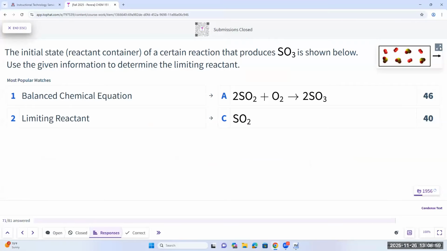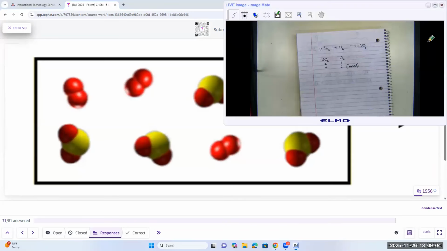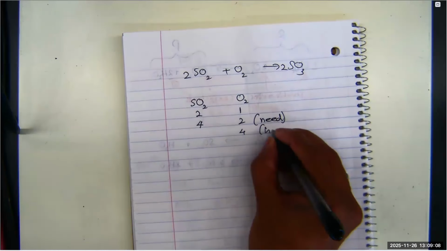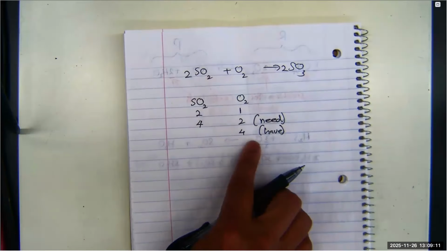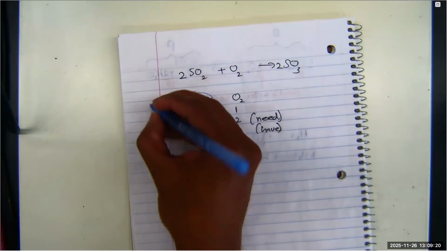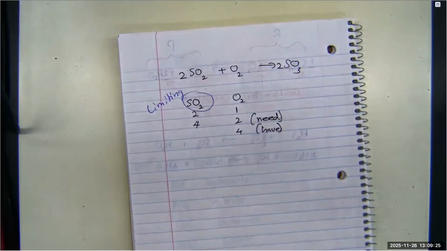But how many do we have? We are told that we have 1, 2, 3, 4 oxygen molecules. Okay, so we have 4. This is what we have. We have more than what we need, meaning oxygen cannot limit our reaction because we have more than what we need. Therefore, SO2 has to be our limiting reactant. This should be my limiting reactant. Okay. All right. What questions, concerns, comments do we have?